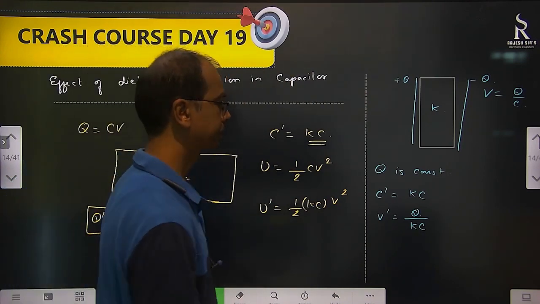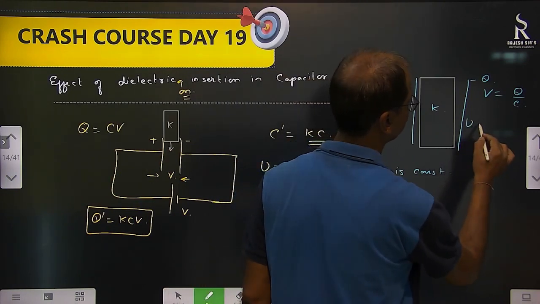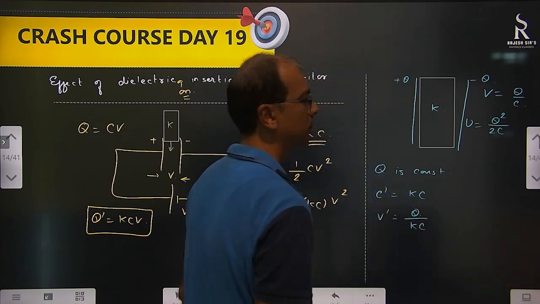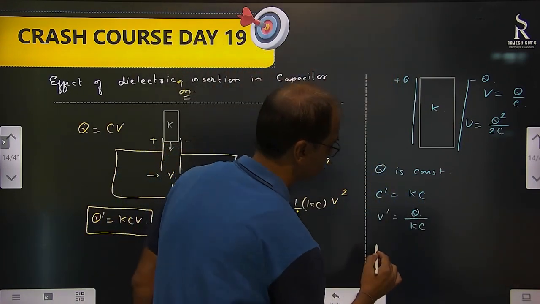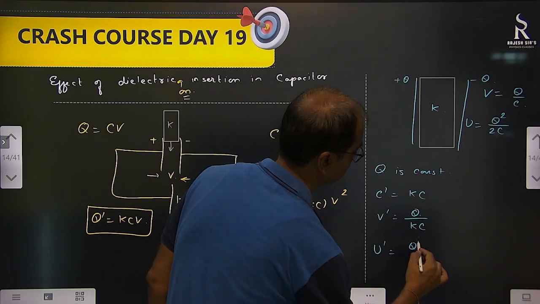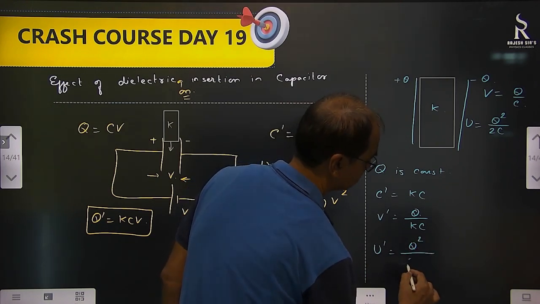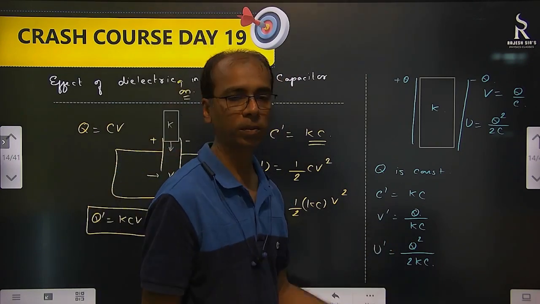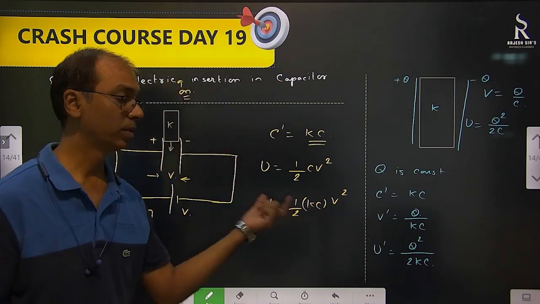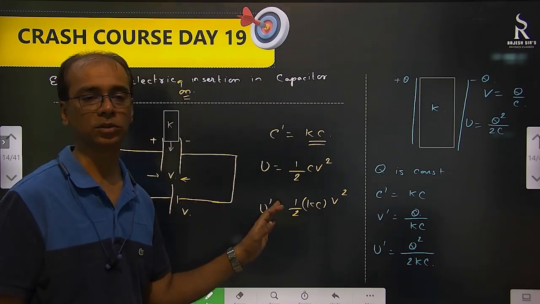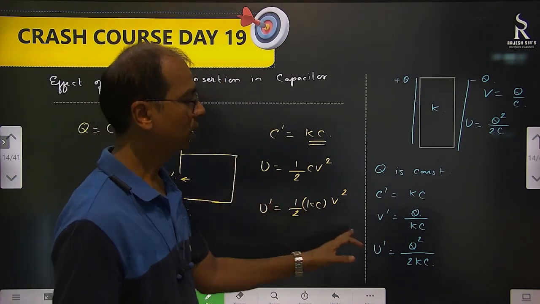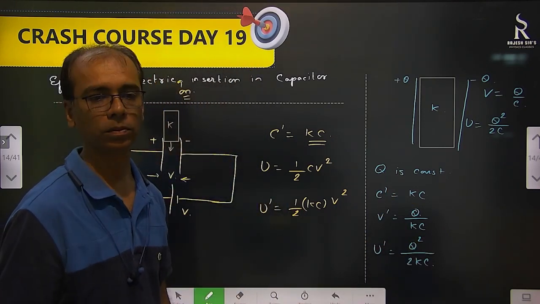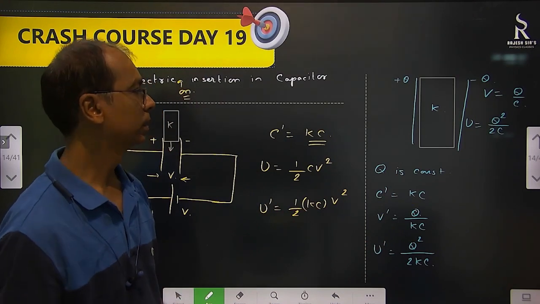Then energy. Earlier energy was half CV square, or in this case I will say Q square by 2C. Now energy is Q square by 2KC, Q is the same, but here the capacitance is KC. So energy has decreased, it becomes 1 by K times. In the battery case the energy became K times, here energy became 1 by K times. That is the difference between the two. Okay, so remember that.